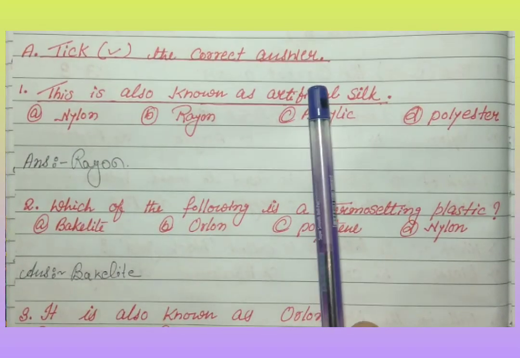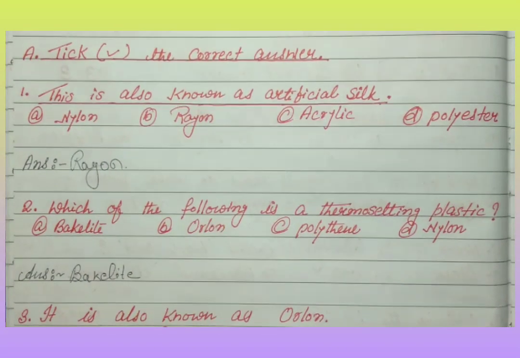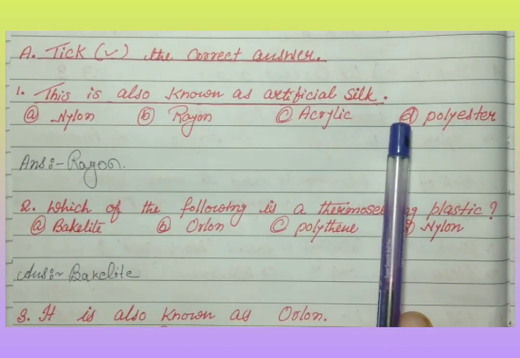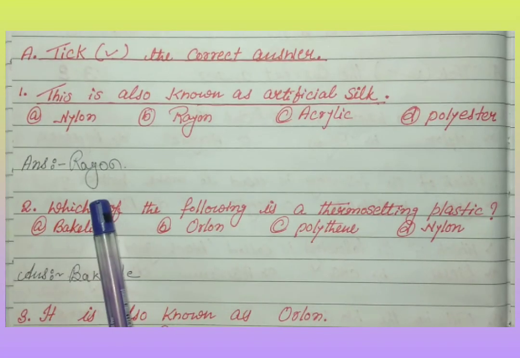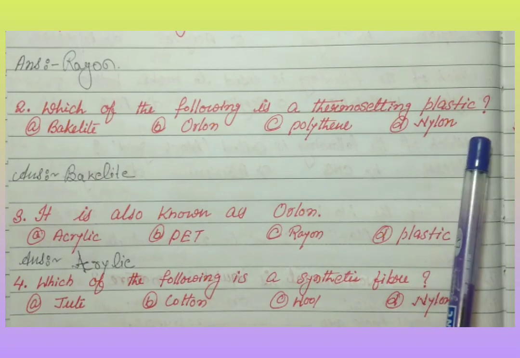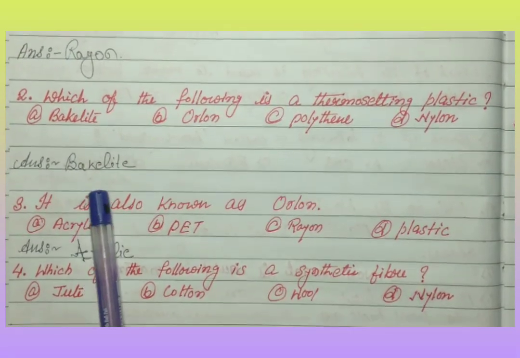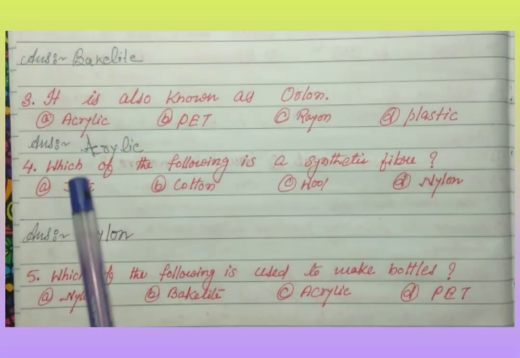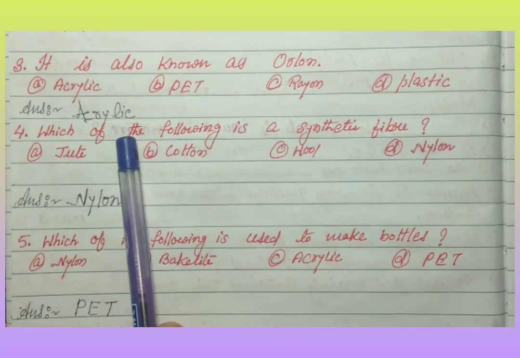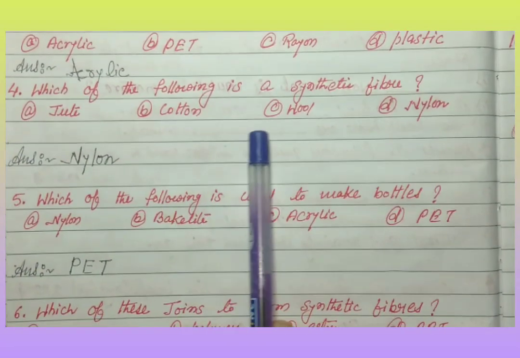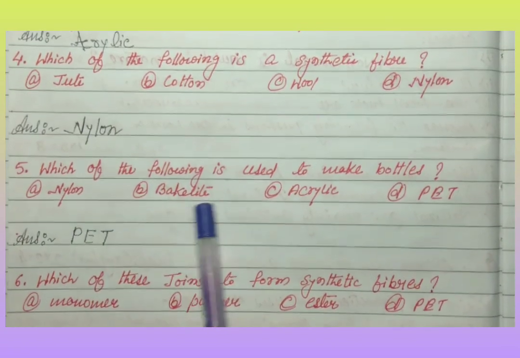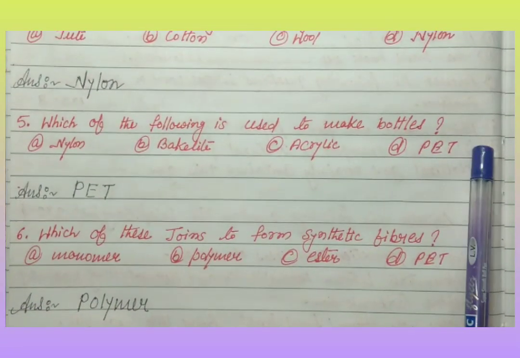Take the correct answer. This is also known as artificial silk. The answer is rayon. Which of the following is a thermosetting plastic? The answer is bakelite. Which is also known as Orlon? Acrylic. Which of the following is a synthetic fiber? Nylon. Which of the following is used to make bottles? PET.